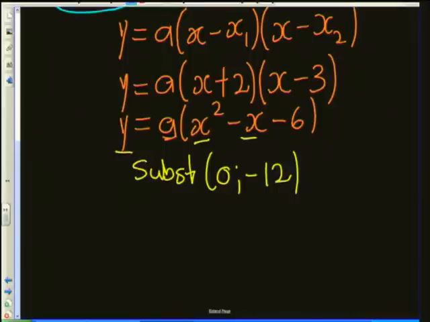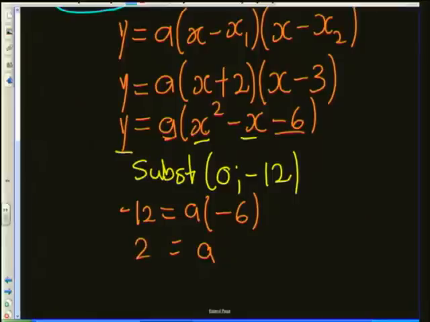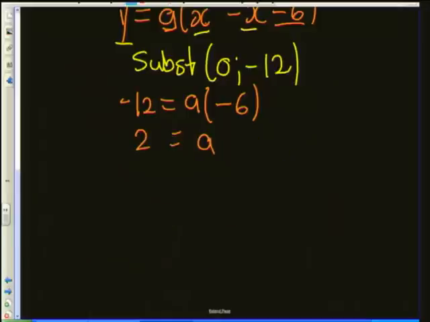So this means that negative 12 is going to be equal to a, right? Okay, that's going to be 0, 0 squared minus 0 minus 6. Okay, dividing both sides by negative 6. I hope you see what happened to the x squared and the x, because 0 squared is still 0, x minus x is still 0, and I'm just left with that term there. Dividing both sides by negative 6, guys, should give me a 2. Right, so now we know our formula. So the name of the equation: y is equal to 2x squared minus x minus 6.